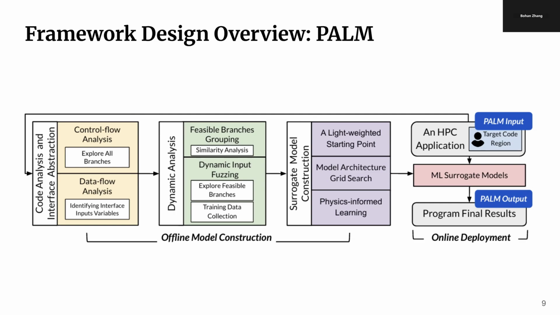Finally, at the online phase, we plug the trained model back in to replace the original code region, and the program runs faster. I want to emphasize that this entire pipeline is automatic. The user only needs to provide the source code and target region. There is no domain expertise and no manual model tuning. So let's zoom into two of the more interesting steps.